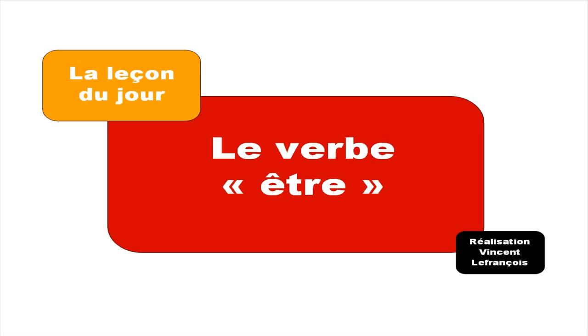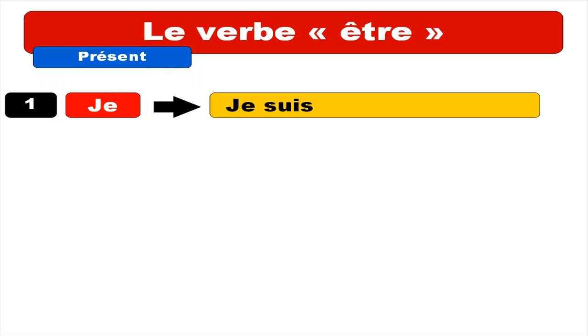So first, the form for je is je suis. You can notice that the final S is not pronounced. Je suis. Repeat. Je suis. Okay, and then comes tu.